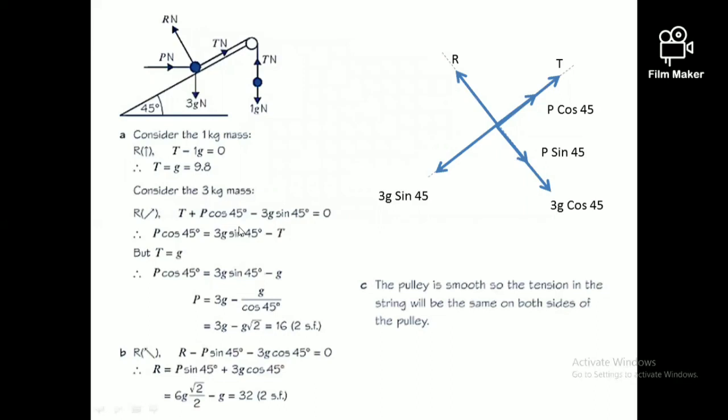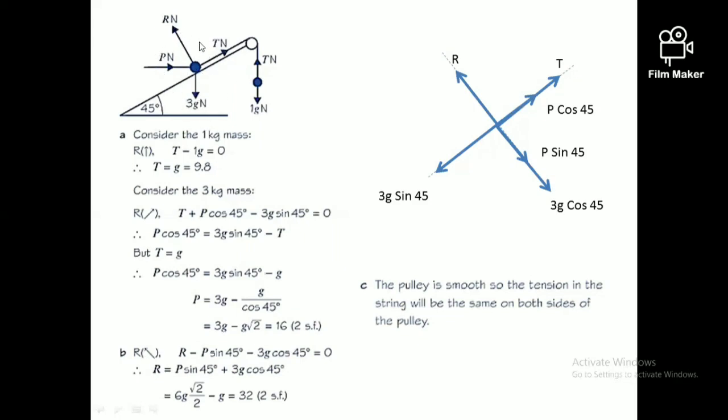Then if you mark the forces over here, you can see that here the weight is 1g, since the mass is 1, and upwards is T, so it should be 1g downwards and T upwards, right? Then over here, what are the forces? This tension, then this P, this reaction and the weight.